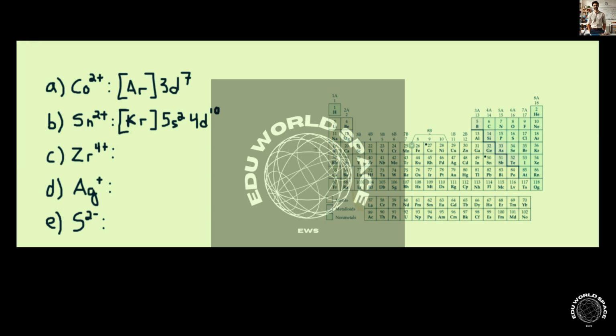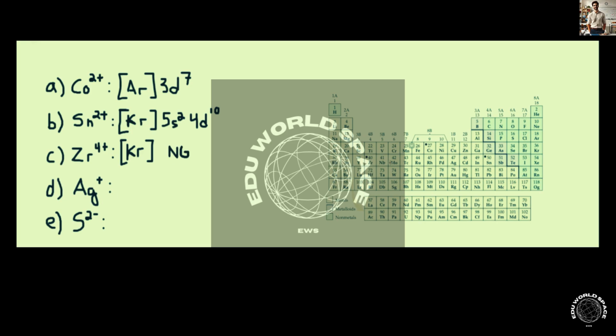Then we have zirconium 4+. Zirconium is atomic number 40. So normally its electron configuration is krypton, 5s2, 4d2. And if we're going to remove 4 electrons, we'd remove them from the s first, then the d. But since there are only 4 valence electrons, this would remove all of them and leave us with the electron configuration of krypton, which is a noble gas configuration. So I'm just going to write Ng here for noble gas.